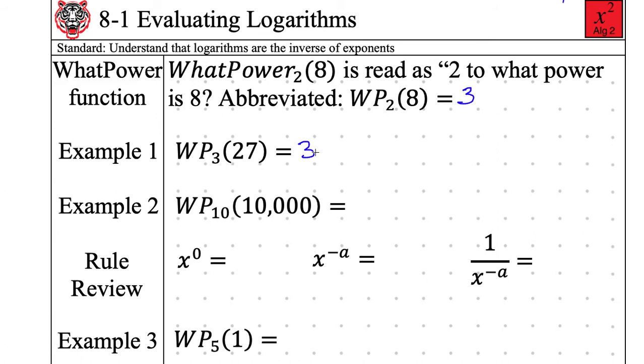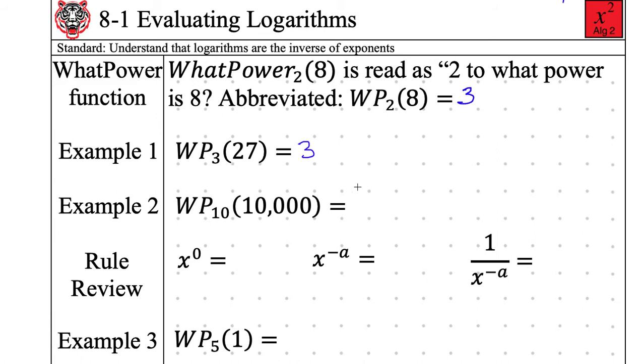Ooh, let's try a harder one. I need someone to be able to read this one and answer it. Who thinks they've got it? Read that question and answer it. Wow. One person has it. 2 people have it. 3 people have it. India, you've been very patient. Yeah, go for it. 10 to what power is 10,000?